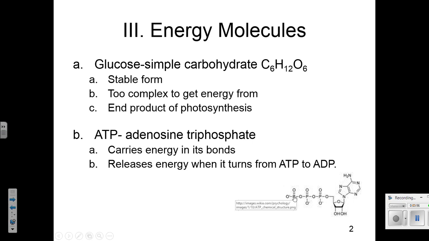And when our body needs some energy, it's going to take this molecule and pop this bond off right here in between these two P's. When we pop off one of these phosphates, it goes from being a triphosphate to a diphosphate. So that's why the wording changes there. And when we break a bond, energy is released.